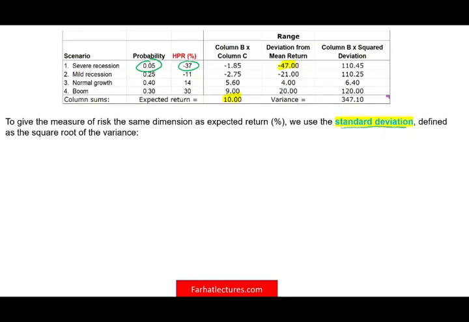To give a measure of risk in the same dimension as the expected return percentage, we use the standard deviation. Now, how do we compute the standard deviation? We looked at the variance. The standard deviation, simply put, is the square root of the variance. So this is the variance. All we're going to do is find the square root, and this is sigma. The standard deviation, sigma, is the square root of the variance.